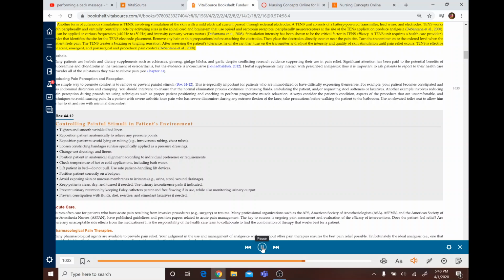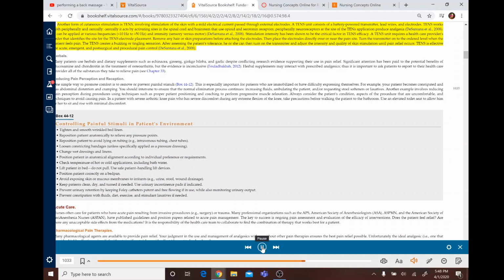Remove any hair or skin preparations before attaching the electrodes. Then place the electrodes directly over or near the pain site. Turn the transmitter onto the ordered level when the patient feels pain. The TENS creates a buzzing or tingling sensation. After assessing the patient's tolerance, he or she can then turn on the transmitter and adjust the intensity and quality of skin stimulation until pain relief occurs. TENS is effective for acute, emergent, and post-surgical and procedural pain control.